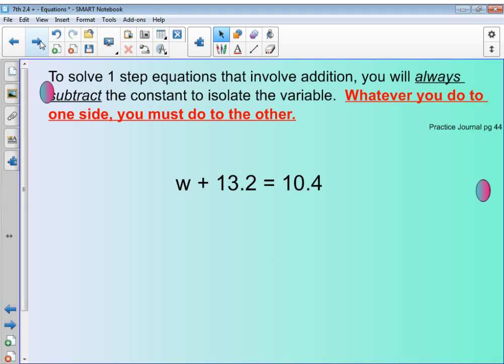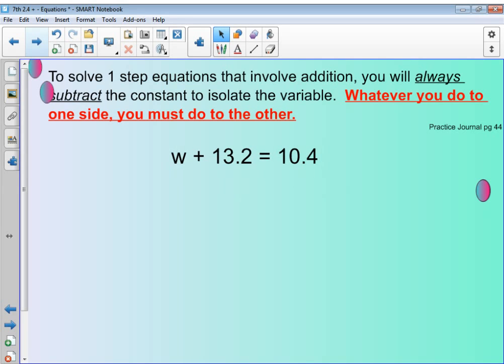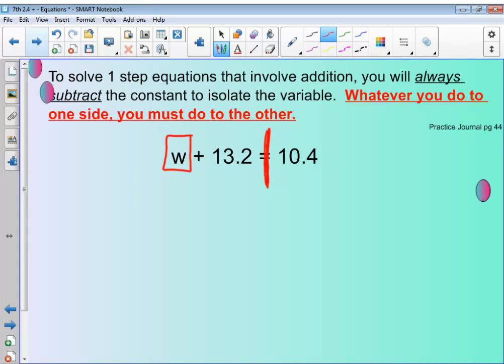To solve one-step equations that involve addition, we are always going to subtract the constant, that's the standard number, from the variable. Whatever you do to one side of the equal sign, you must also do to the other side. Here I have W plus 13.2 equals 10.9. When I solve equations, I'm working to get this W all by itself on one side of the equal sign, which means I have to do the opposite to whatever number is there.